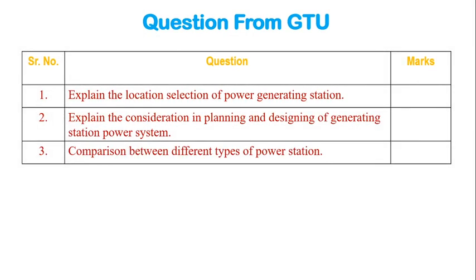These are the questions that are asked in GTU examination. Explain the location and selection of power generating station, that can be asked for 4 marks. Then after, explain the considerations in the planning and designing of the generating power station, that can also be asked for 4 marks. And the comparison between different types of power plant can be asked, either in 7 marks or in 4 marks.